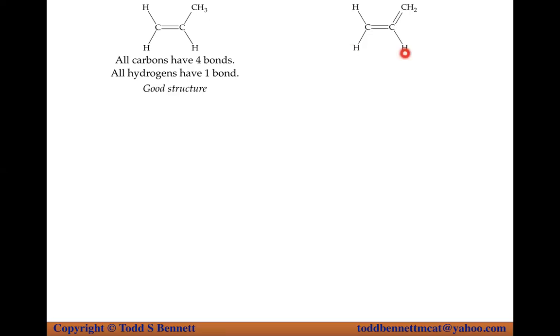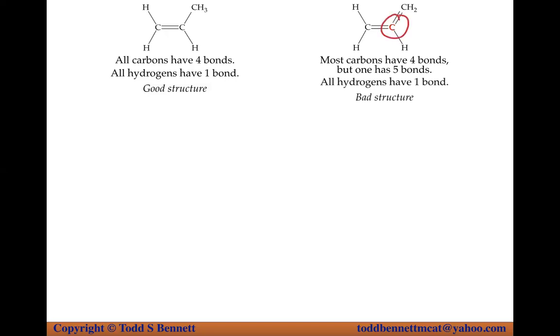Okay, this structure over here. Hydrogen has 1 bond each. Carbon has 2 bonds there, so 2 H's makes sense. This carbon has 1, 2, 3, 4. But this carbon right here has 1, 2, 3, 4, 5 bonds. Carbon must have 4, but it actually makes a 5th. So this red carbon right here is inaccurate. That would be a bad structure. That is incorrect. Can't do that.